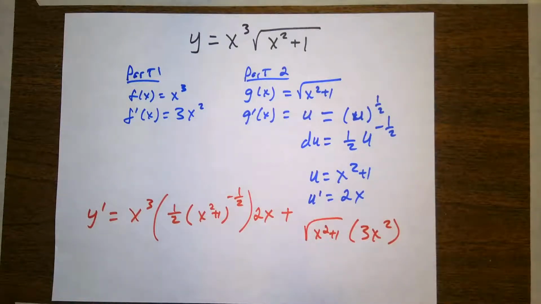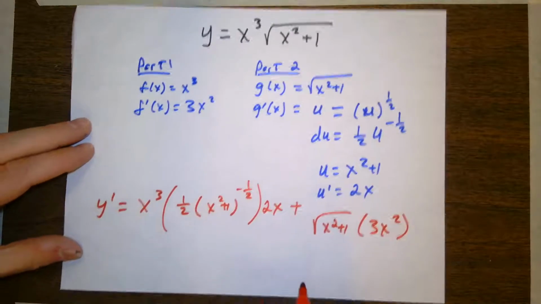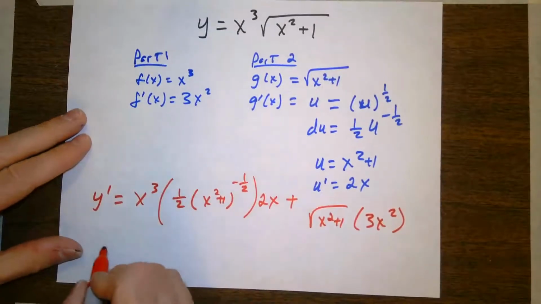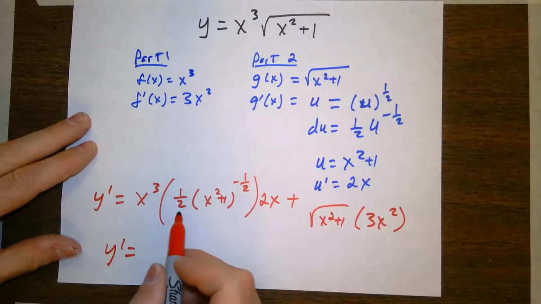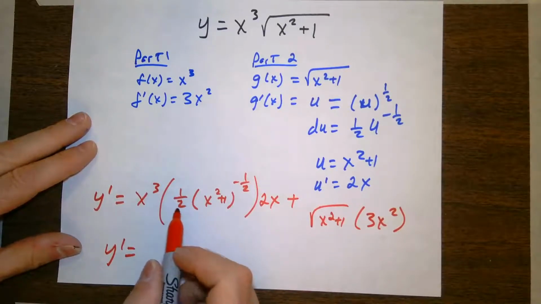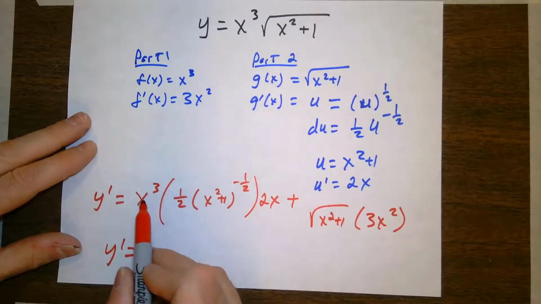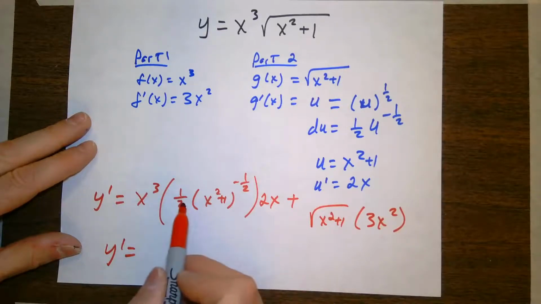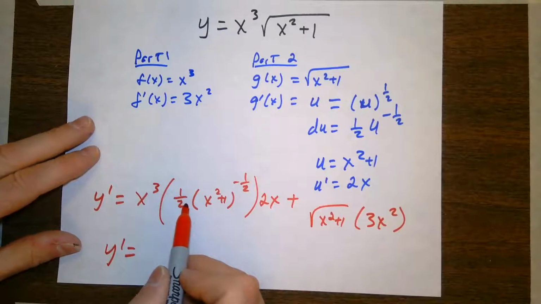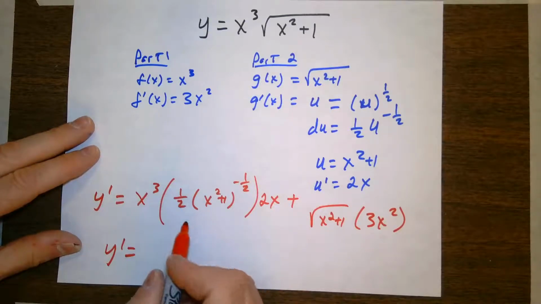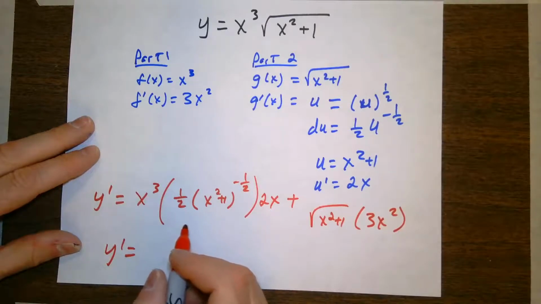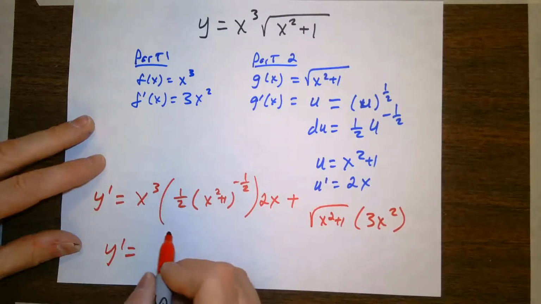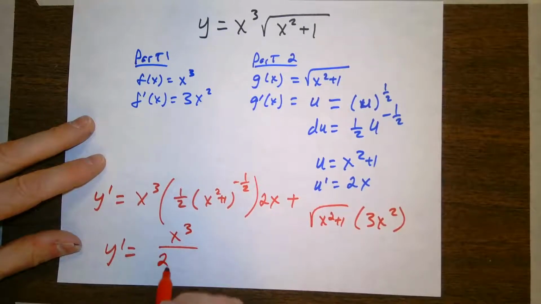I don't know if there's much simplifying we can do here. Let's see if we can make this look a little bit prettier. Y prime equals, what have I got going on here? I've got the x cubed. This is going to be in the denominator. So I'm going to have x cubed over 2 times the square root of x squared plus 1.